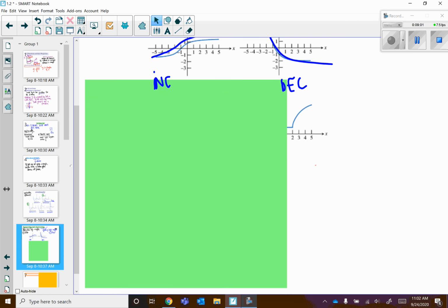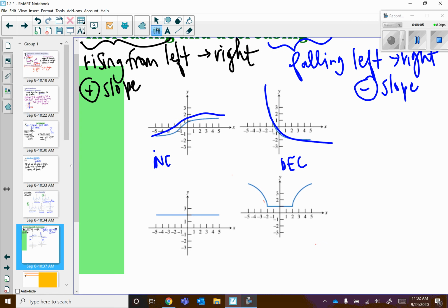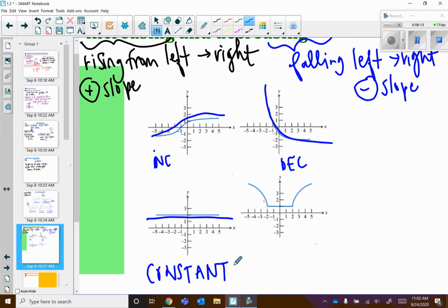We have two more visuals. In this third function, notice that it's not increasing or decreasing. We would say that this is constant. And in our last example, this function has a part that's decreasing, a part that's increasing, and a part that is constant. So functions don't need to be just one. They can have little bits and pieces from each of them.